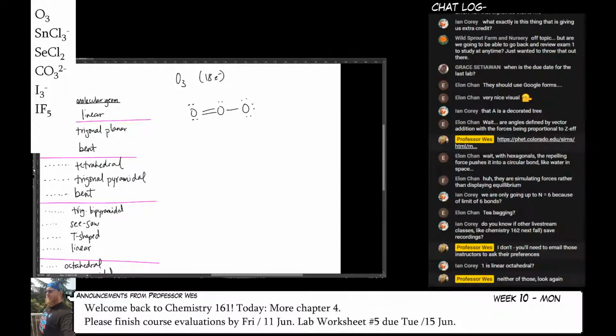Now I'm going to count the number of electron groups around the central atom. So that is, 1 is this bond, 1 is this electron pair, and 1 is this double bond.